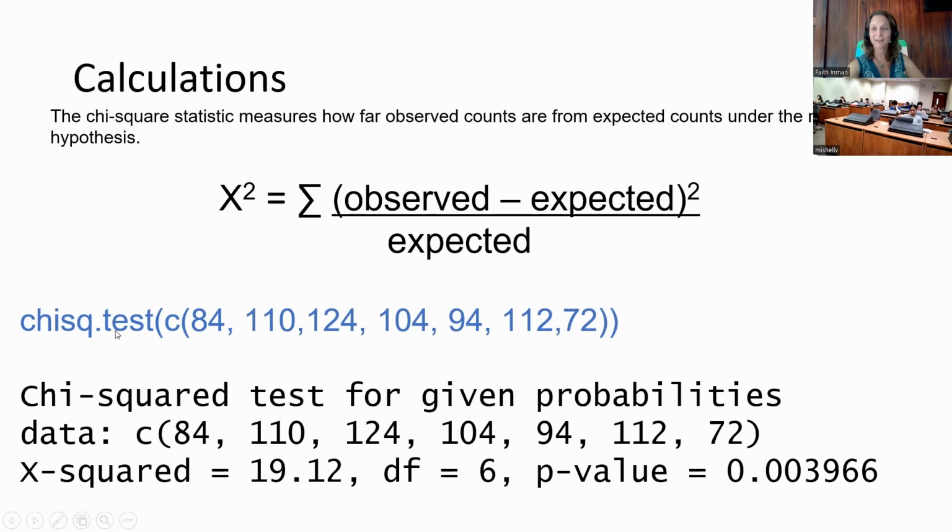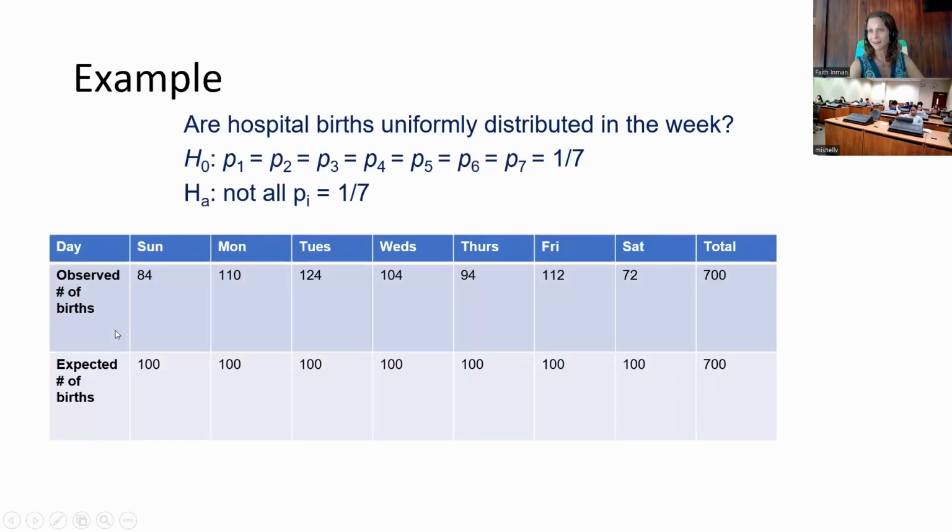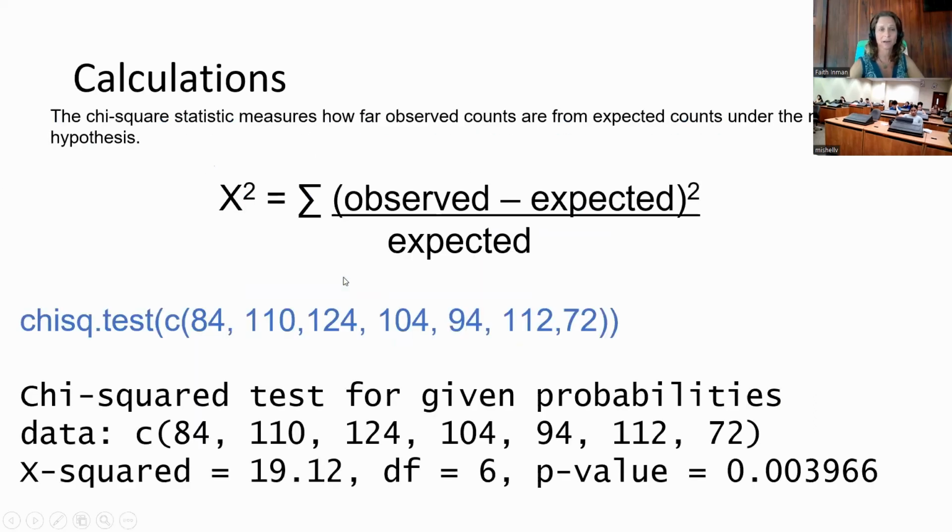To do a chi-square test on these data, you just take 84, 110, 124, etc., and you say chisq.test, with c for combine or concatenate. You put in all your numbers. The default is that the proportions are equal. So R goes in and says, oh, you've got 7 values, each one should be 1/7. And it gives you a chi-square statistic, which here is 19.12. Your degrees of freedom is 6.